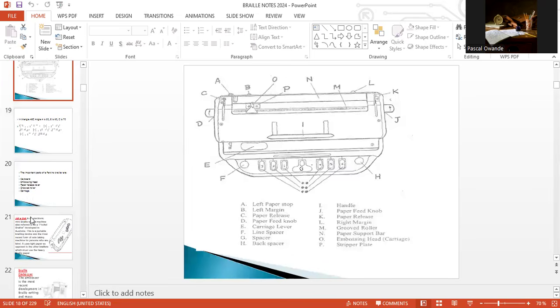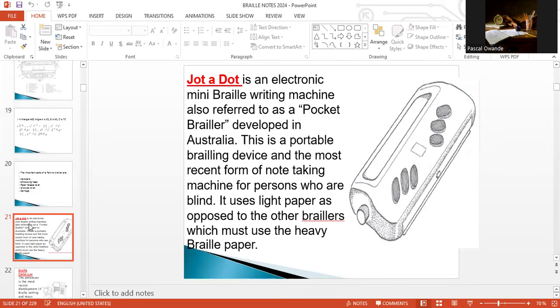Now, we talked about other Braille writing equipment. We have Jotadot, which is an electronic mini Braille writing machine, also referred to as a pocket Brailler. It was developed in Australia. This is a portable Brailling device and the most recent form of note-taking machine for persons who are blind. It uses light paper as opposed to the other Braillers, which must use the heavy Braille paper.